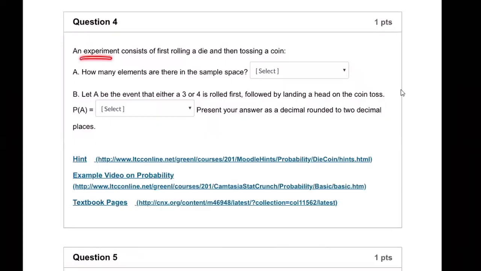Okay, so an experiment consists of first rolling a die and then tossing a coin. How many elements are in the sample space? Let A be the event that either 3 or 4 is rolled first, followed by landing a head. What will be helpful on this one is just to write out all the things that can happen.